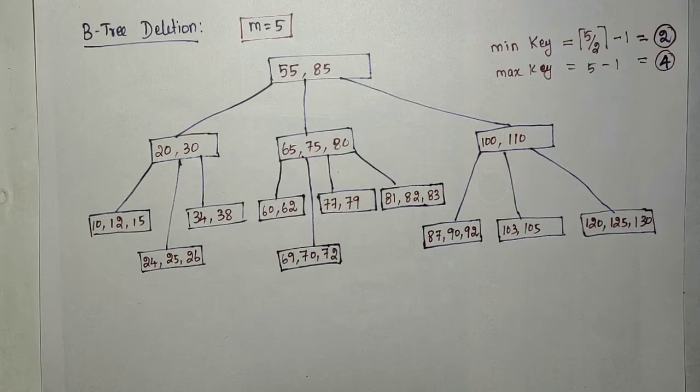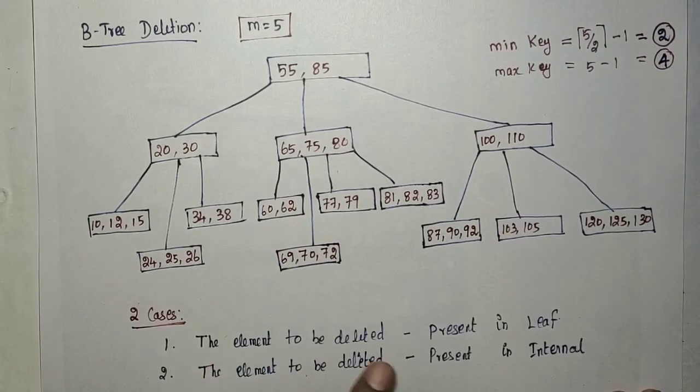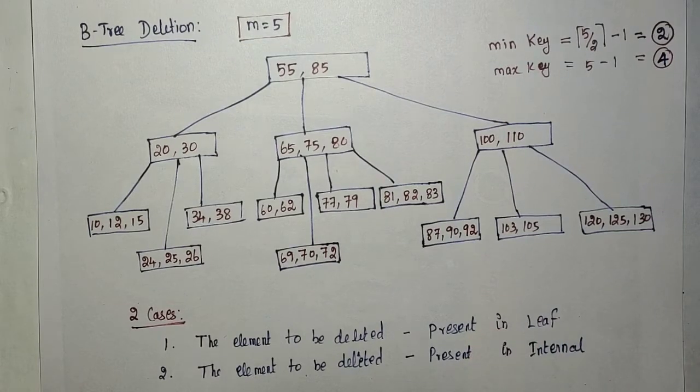So let's take an example. Case 2 is where the element to be deleted is present in the internal nodes. If it is present in the leaf node, there are three more cases, which we'll discuss one by one.